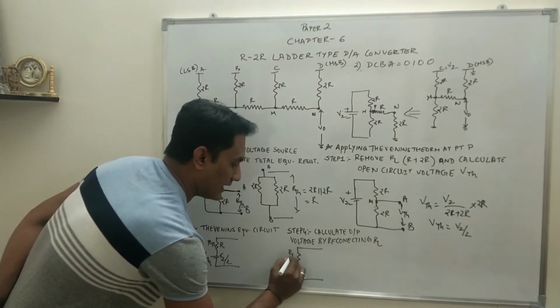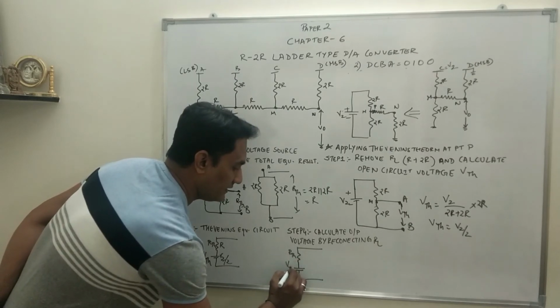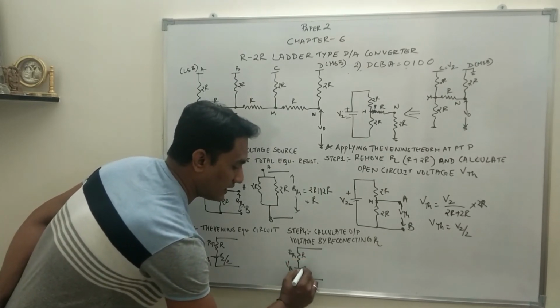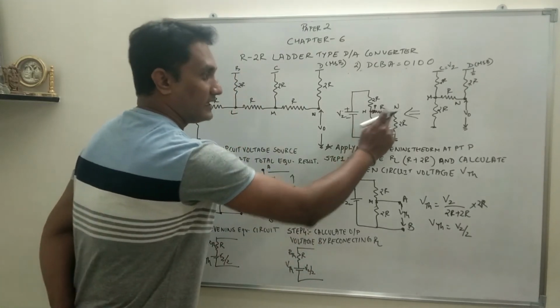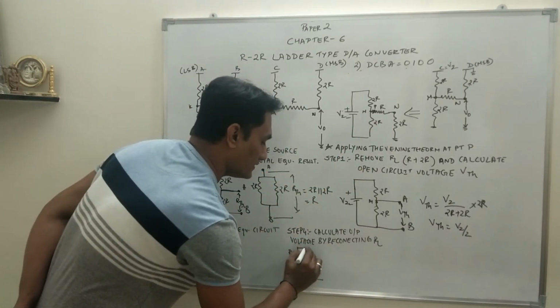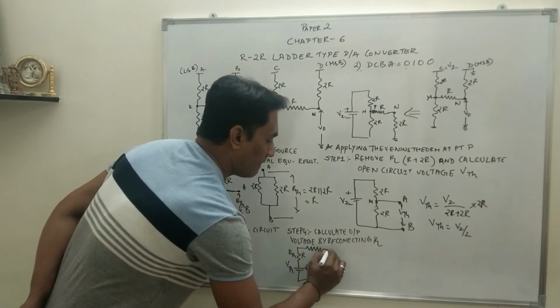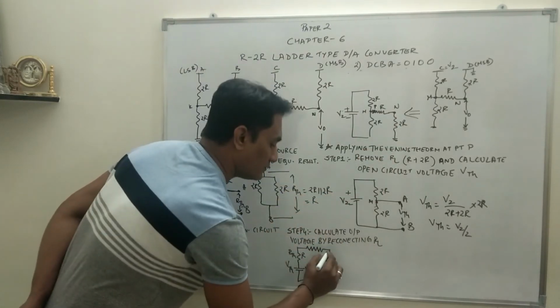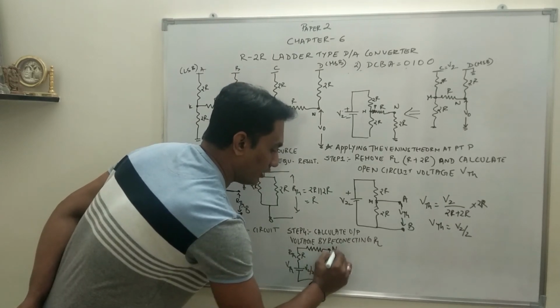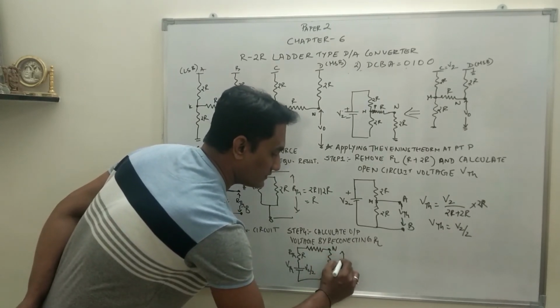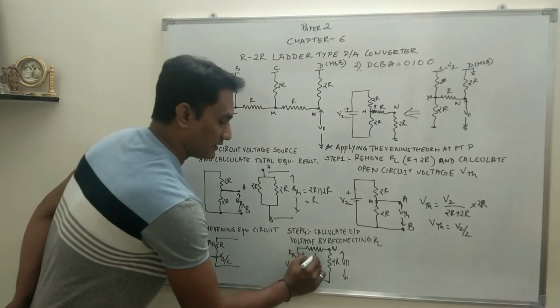So this is RTH, this is VTH. The value of RTH is R and VTH is V2 by 2, and we have to reconnect the circuit. So there is one resistance R, this R and 2R has to be reconnected. This is 2R and this is between point N and ground. This is where we will take the output voltage. So this is the circuit diagram.